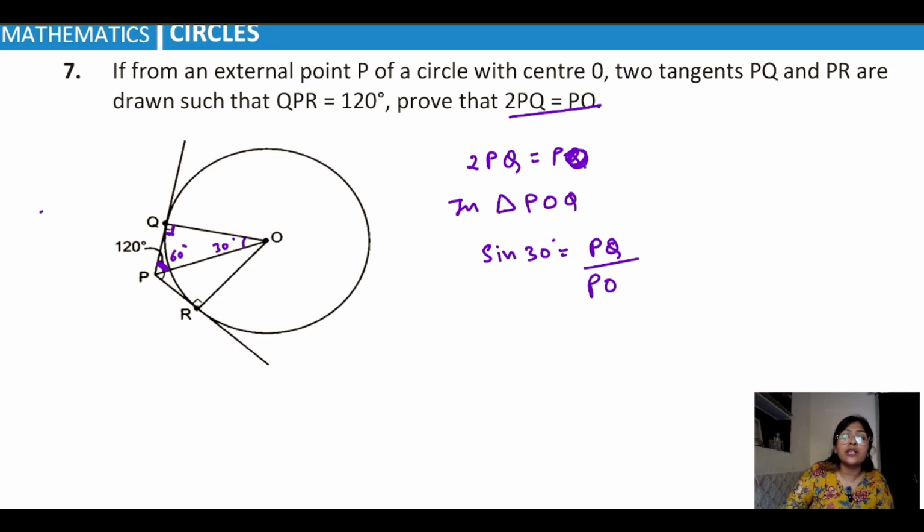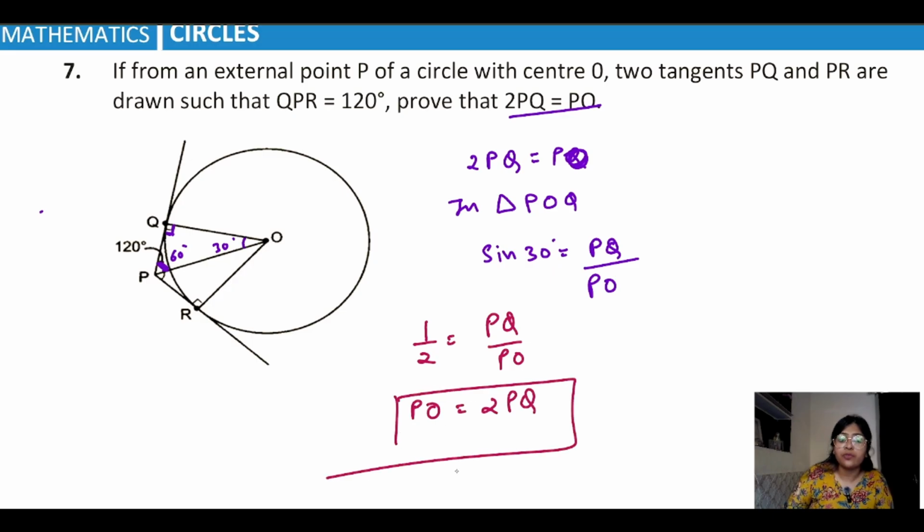Okay, what is the value of sine 30? The value of sine 30 is half. So half is equal to PQ over PO. So PO is equal to twice of PQ. This is what we need to prove. Hence, proved. Okay, learners, this is clear to you? Okay, now move to the next question.